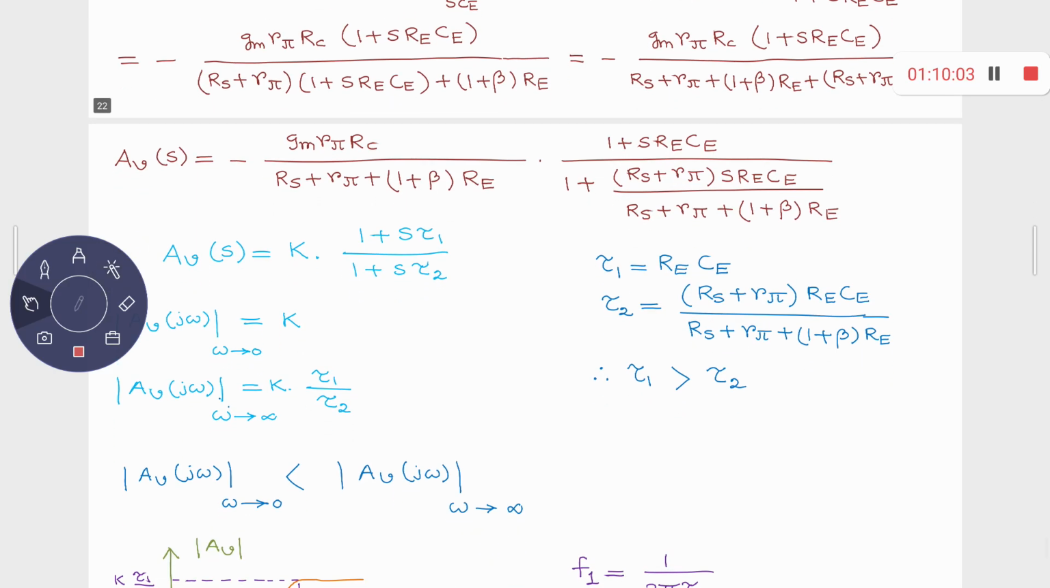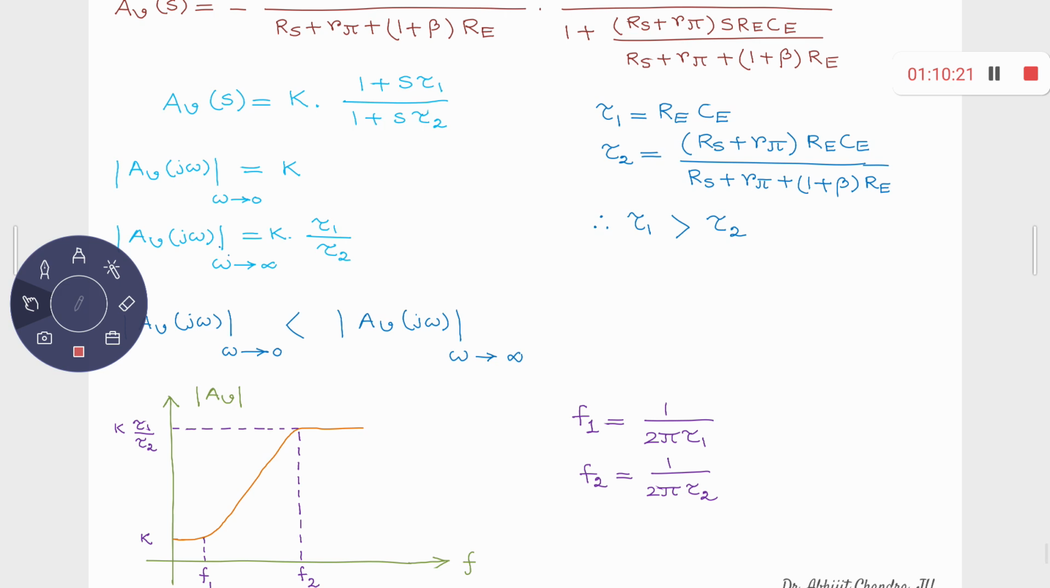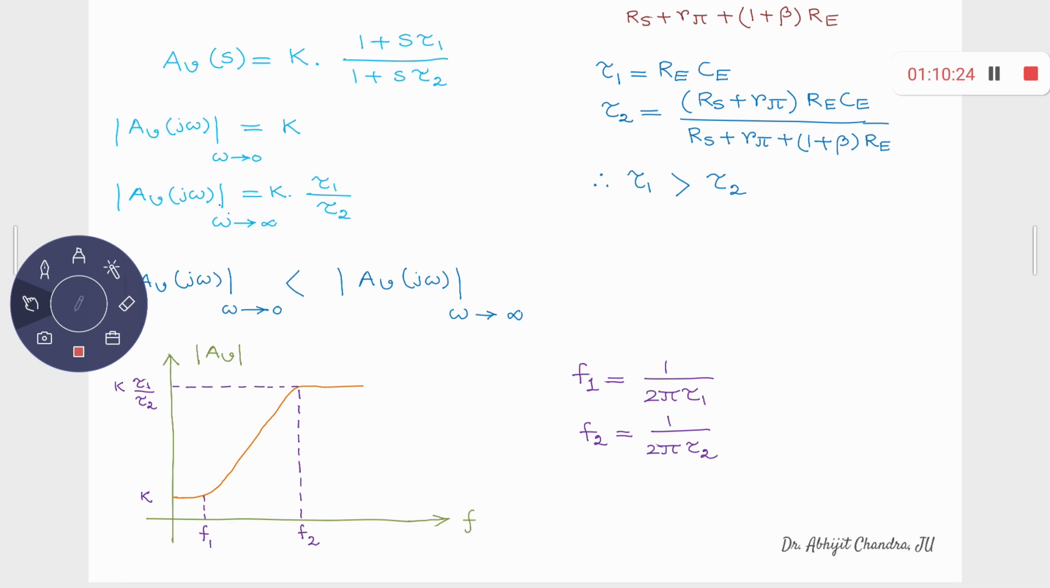So there are basically two different corner frequencies, one corresponding to your tau 1 time constant, the second corresponding to your tau 2 time constant. There are two corner frequencies because you have the expression in the form k into 1 plus S tau 1 by 1 plus S tau 2. Then it looks something like this. This is the response. This is f1 corresponding to tau 1. Which one is larger? Tau 1 is larger, so f1 should be smaller, and tau 2 is smaller, so f2 should be larger. So once again, it's a high pass response.